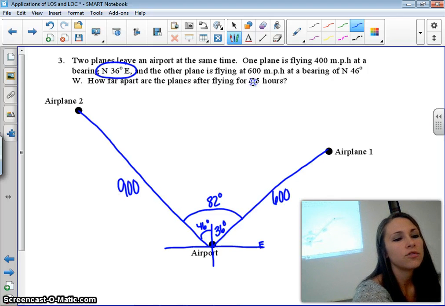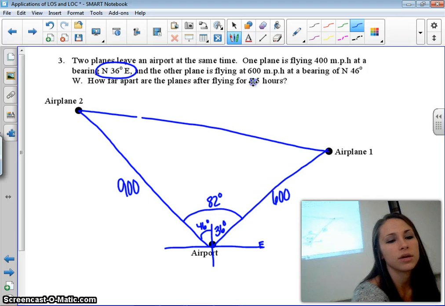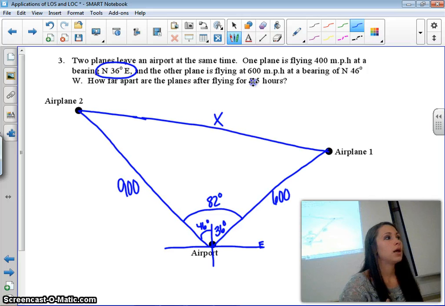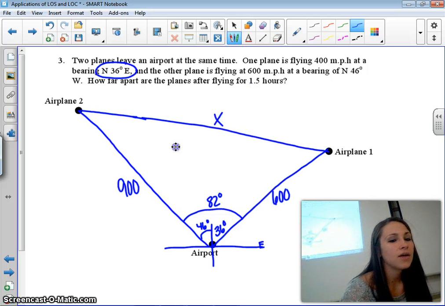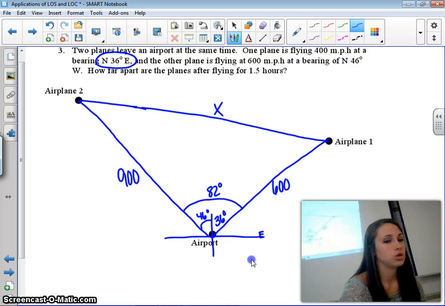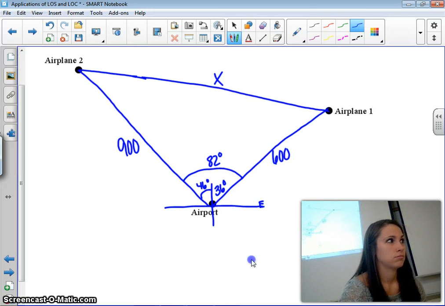And I'm looking for how far apart the planes are after 1.5 hours. So this is what I'm looking for, okay? Now, this is a problem where I have no way of finding what these other two angles are. So I don't have a pair of information that's given. So what does that tell you you need to use? You need to use law of cosines, okay?